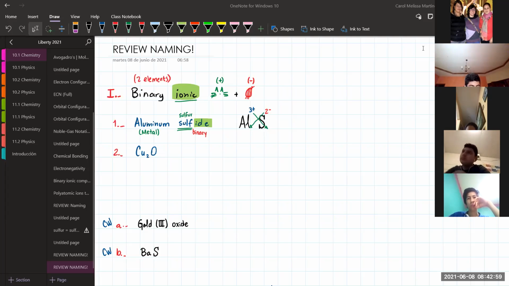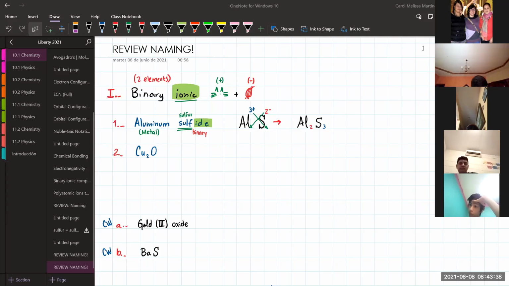So in the end, the chemical compound formed is Al2S3, and this is a compound that we know as aluminum sulfide. In this example, we don't use Roman numerals because aluminum has only one charge. But let's take a look at the second example.